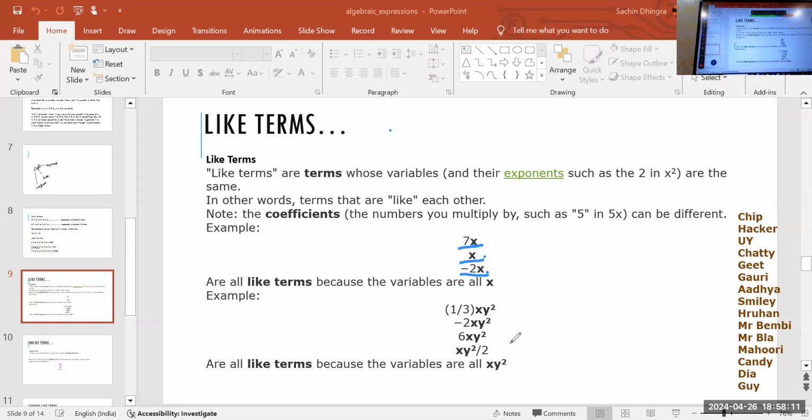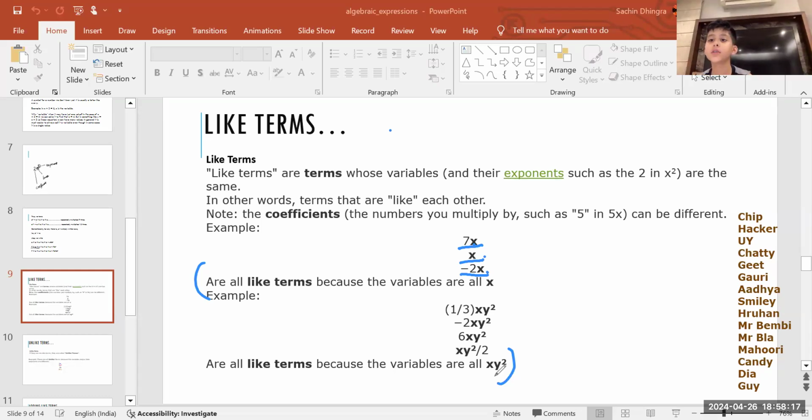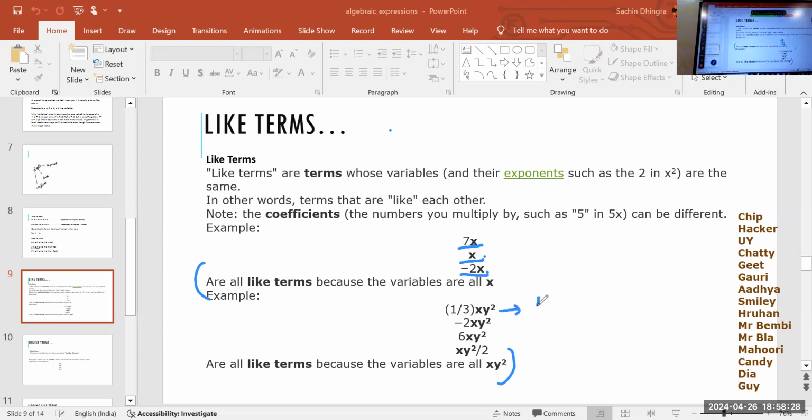Gauri, please read from here to here. All are like terms because the variables are all x. Example, 1 by 3 xy square, minus 1 by 3 xy square, 2xy square. Those squares will not come in your linear equations, but this is given to explain. These are all like terms.